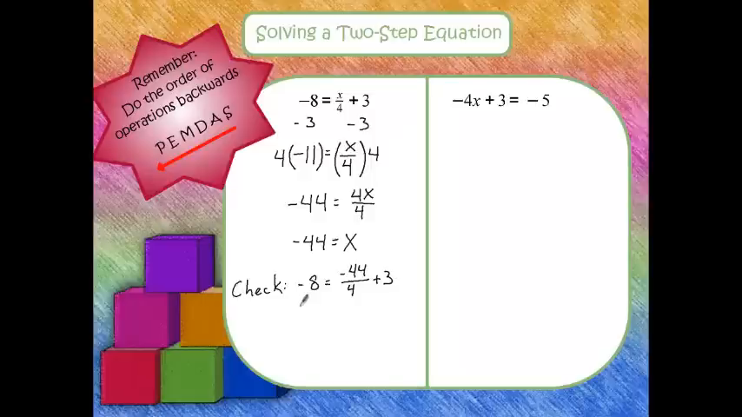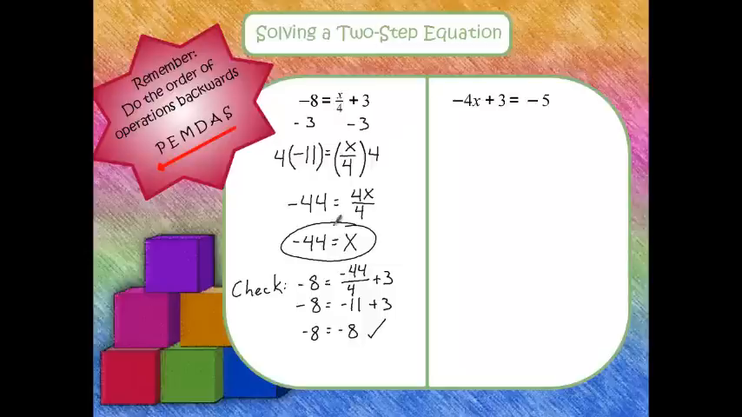So this tells me I have negative 8. Negative 44 divided by 4, order of operations, the normal way now, is going to be negative 11. I still have this plus 3. So negative 8 and negative 11 plus 3 equals negative 8. And so that checks. So my solution is correct.